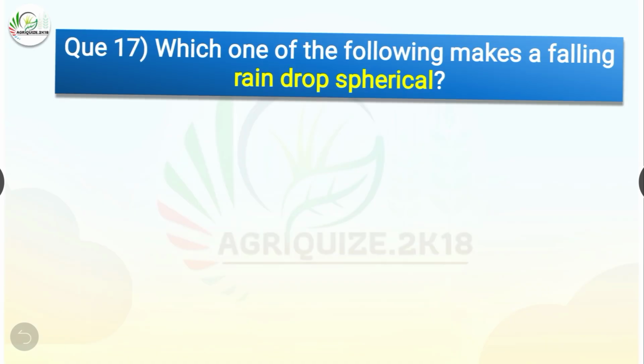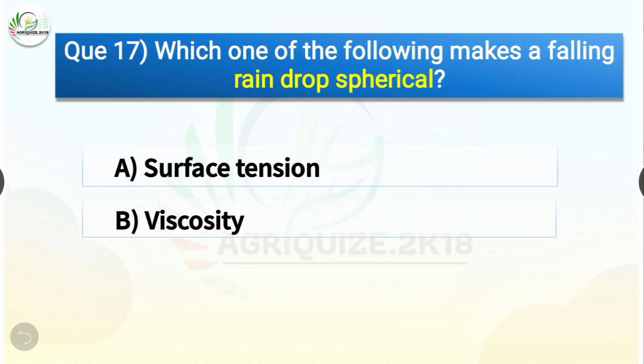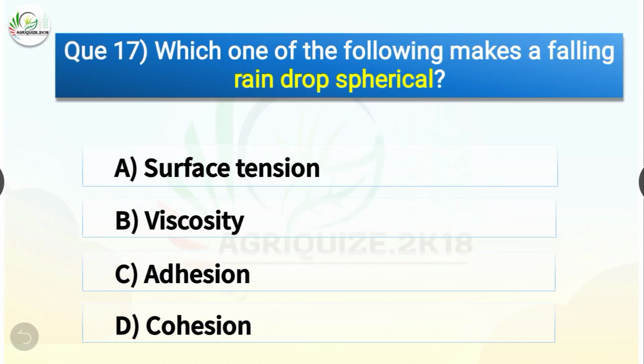Question number 17. Which one of the following makes a falling raindrop spherical? The options are surface tension, viscosity, adhesion or cohesion. The correct answer is option A, surface tension. So surface tension makes a falling raindrop spherical. Raindrops take up the spherical shape due to the surface tension of water, which is caused due to the tendency of water molecules to stick together.